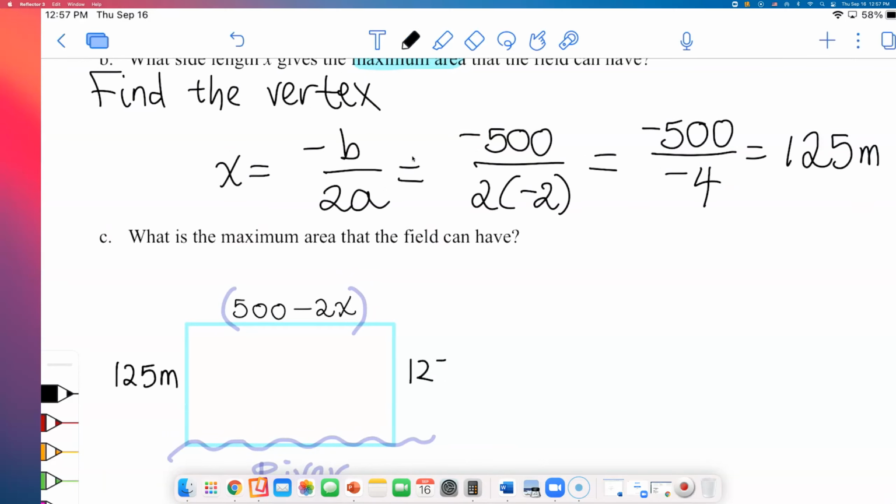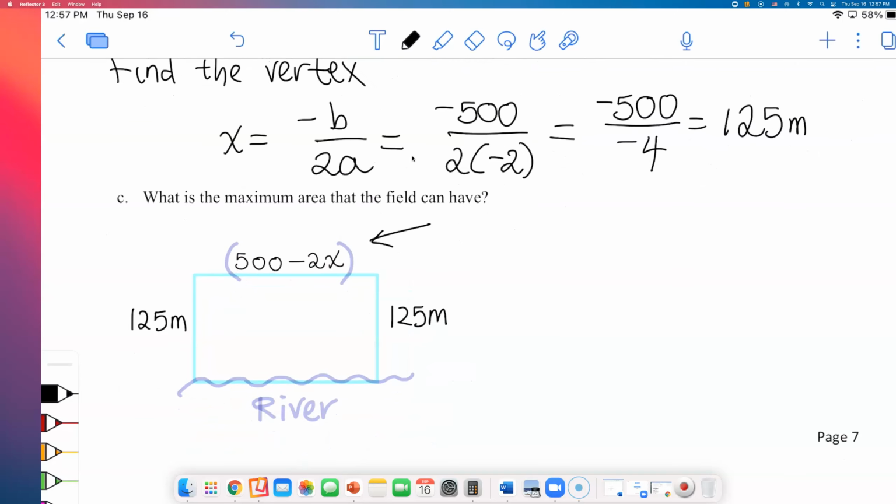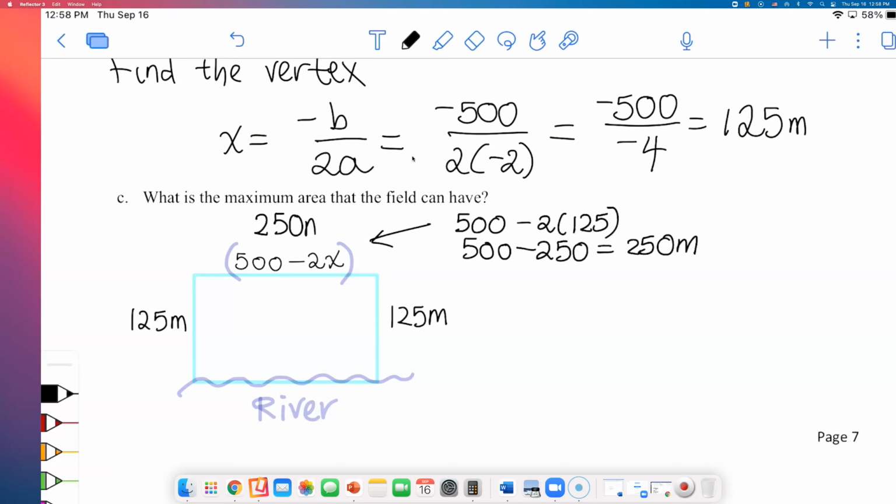And this side is also 125 meters. What about the longer side? I say longer side because I put it longer, but it may not be long because my picture wasn't drawn to scale. So if I plug in 125 there, I will get 500 minus 2 times 125, which is 500 minus 250, which is 250. So this side is 250 meters.